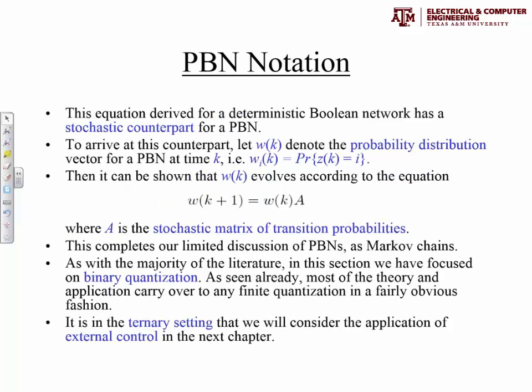So this equation that is derived for a deterministic Boolean network has got a stochastic counterpart for a PBN. To arrive at this counterpart, let Wk denote the probability distribution vector for a PBN at time k. That means you have 2 to the power of n states. Each state will have a certain probability associated with it. So the ith component of this vector is going to be the probability that z at time k is equal to i. Everything has to sum up to 1. Then you can show quite easily that Wk is going to evolve according to this equation, where now A is a stochastic matrix of transition probabilities. All the rows have to sum up to 1.